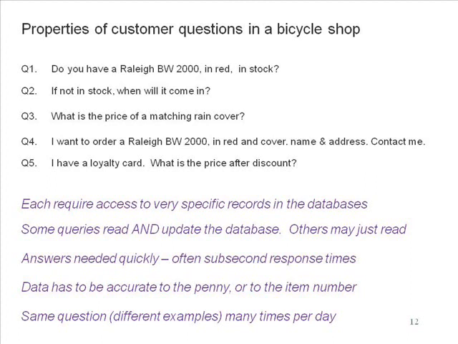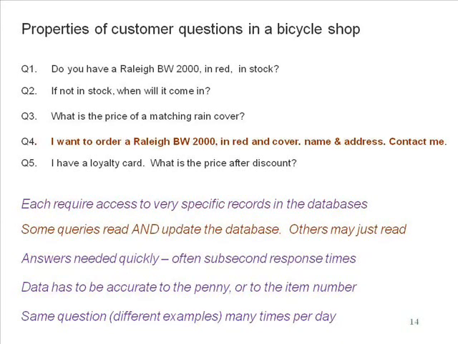Here is a summary of the 5 questions that we thought customers might ask. Of course, you should have added 3 of your own. We're going to look at the properties of these questions. First, notice that all 5 questions require the IT system to access very specific records in the shop's database. For example, if a shop sells 10,000 different product lines, then looking up a Raleigh BW2000 in red requires visiting just one of 10,000 records. It's almost like a needle in a haystack. This is going to require the data structures to be very specifically organized to allow specific record access.